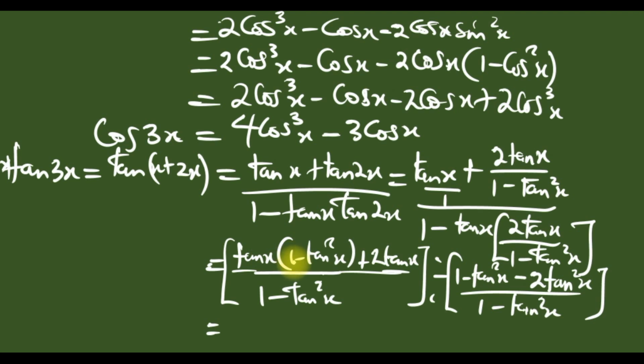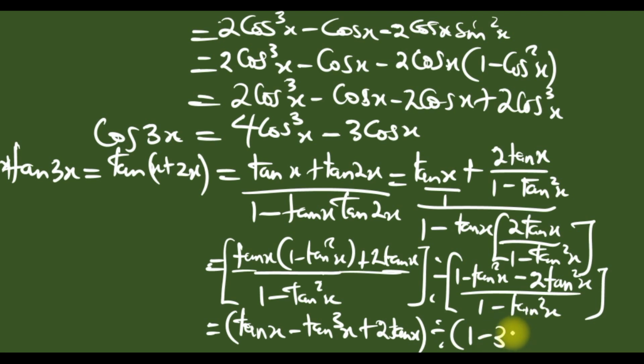Tan x times 1 is tan x, tan x times that is tan cube x, plus 2 tan x, divided by, because they have a common denominator, I've reduced it, divided by that 1. So we can add up. So this is 1 minus 3 tan squared x. And we can still add: tan x minus tan x plus 2 tan x is 3 tan x.